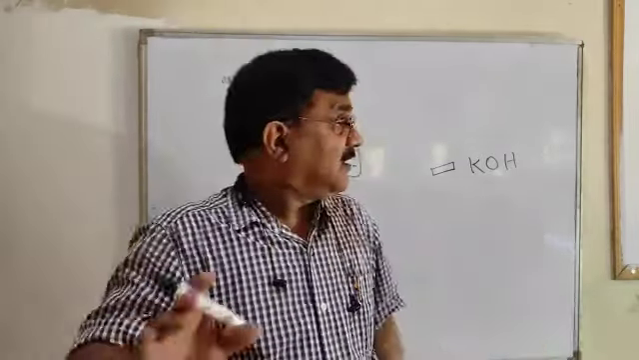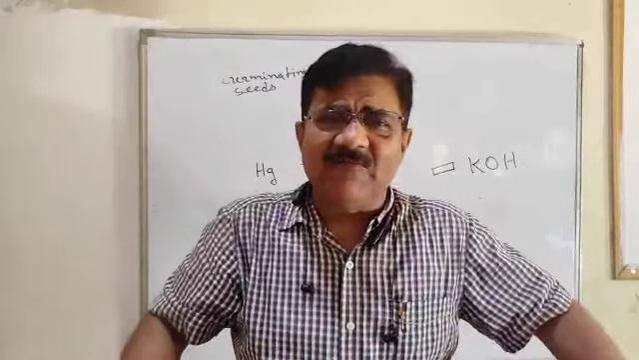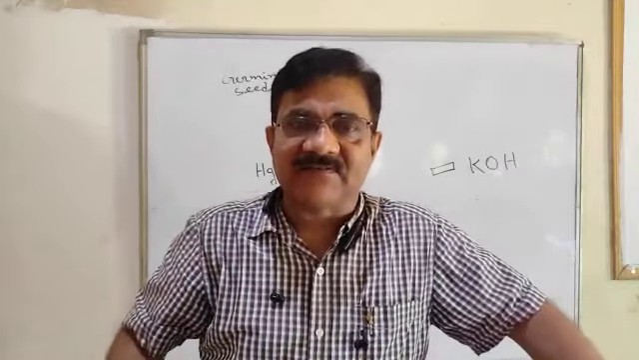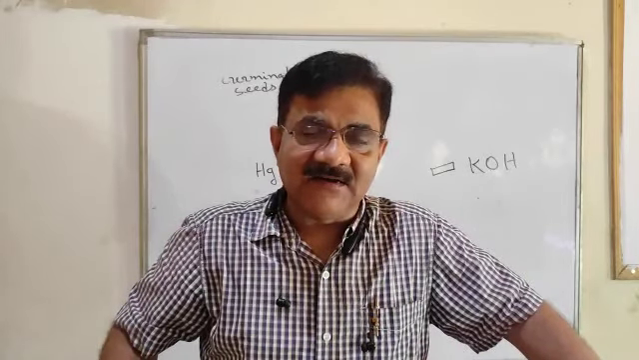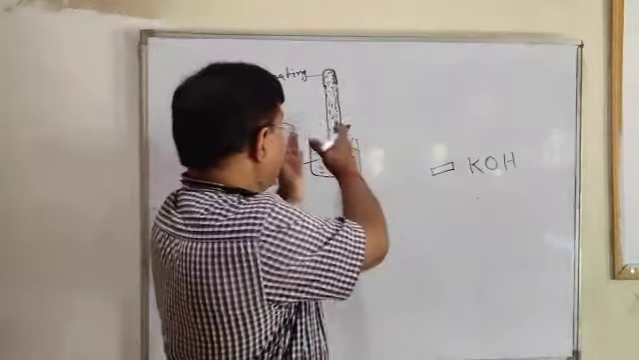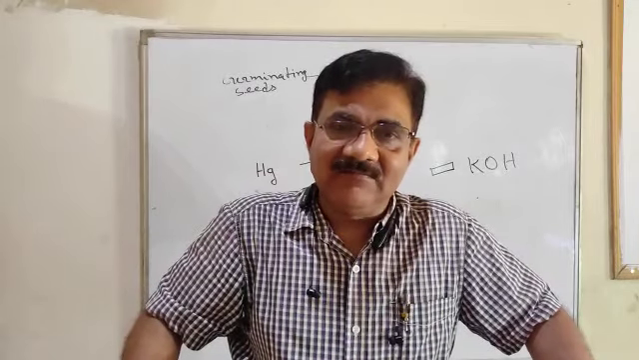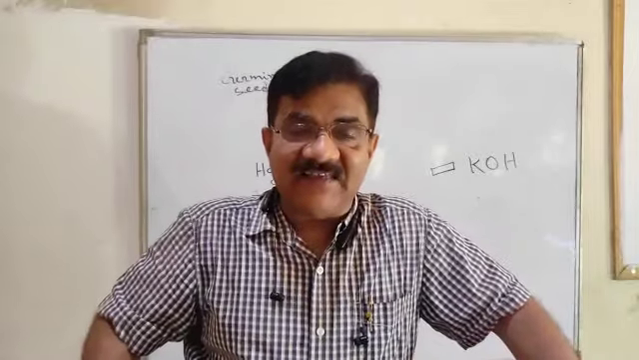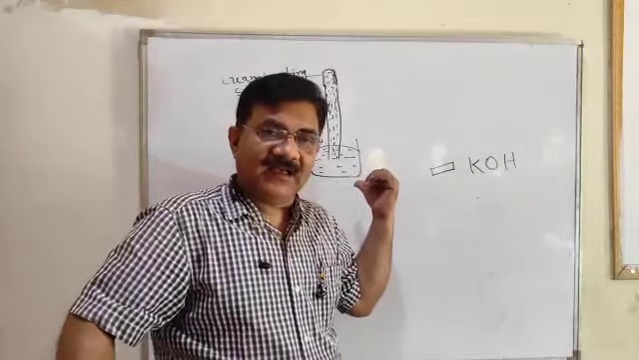Now, why have we taken mercury? Why haven't we taken water? In water, the gases can mix. Carbon dioxide under pressure may mix with the water. In water, oxygen is also dissolved. But in mercury, no gas can dissolve. Its density is very high, and no gases dissolve in mercury. So we have taken mercury here.